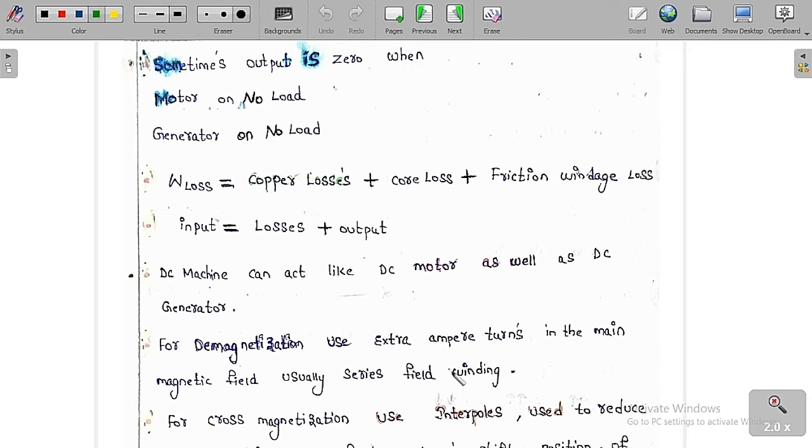So for demagnetization, use extra ampere turns in the main magnetic field, usually the series field winding. If you want to remove the demagnetization effect because of armature reaction, then definitely you have to use more ampere turns, or simply more turns of the series field winding, to get the flux. These two field fluxes are in opposite directions, so we are going to remove that one. Therefore simply we can say, use more turns, or ampere turns.